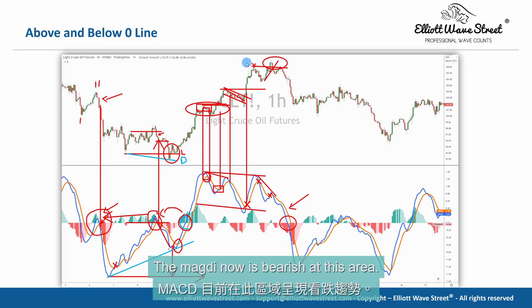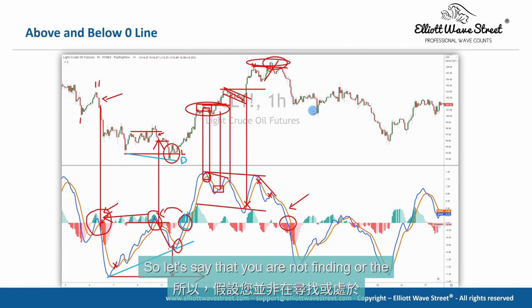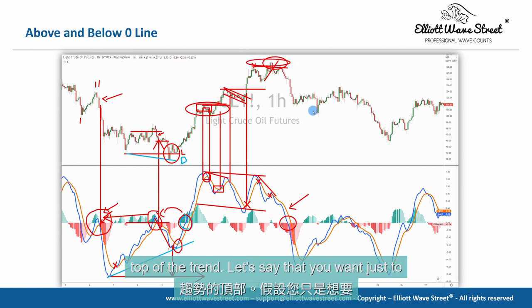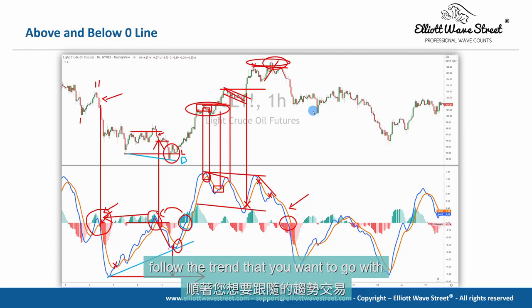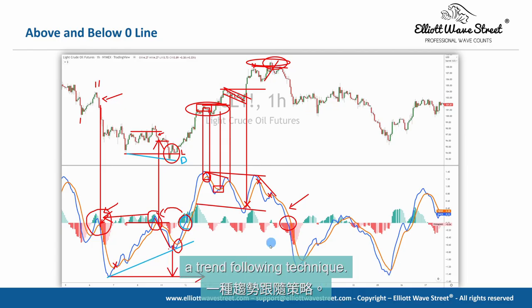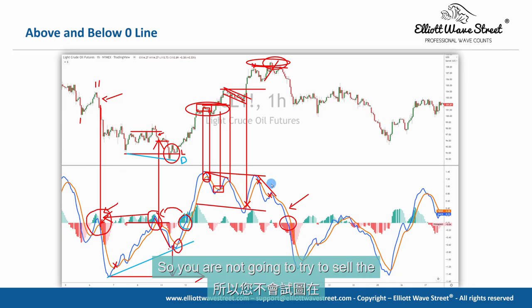So let's say that you are not trying to find the top of the trend. Let's say that you just want to follow the trend, that you want to go with a trend following technique. So you are not going to try to sell the highs. You are not going to try to sell the divergence, let's say, right?